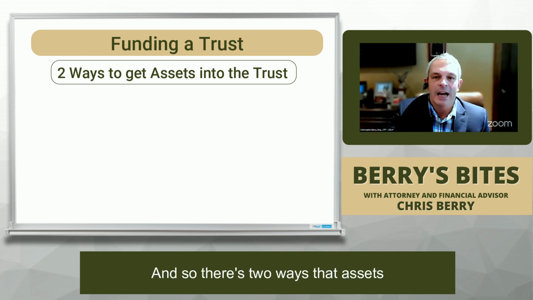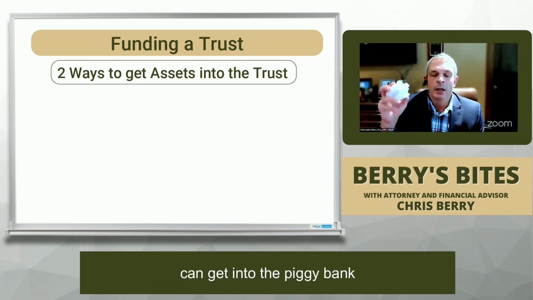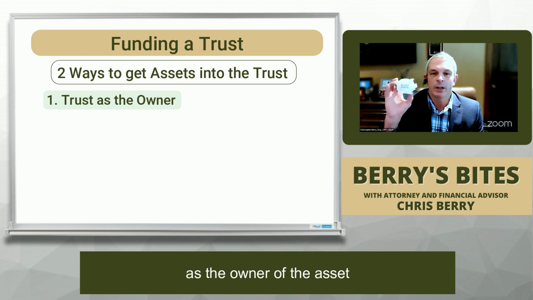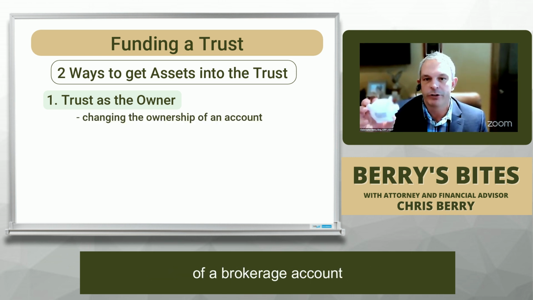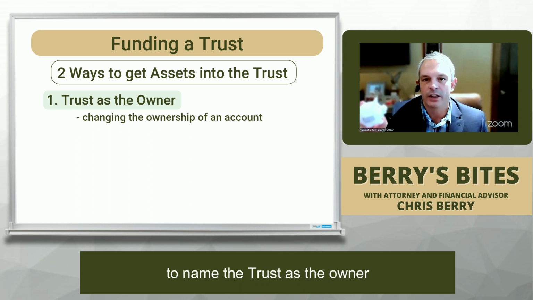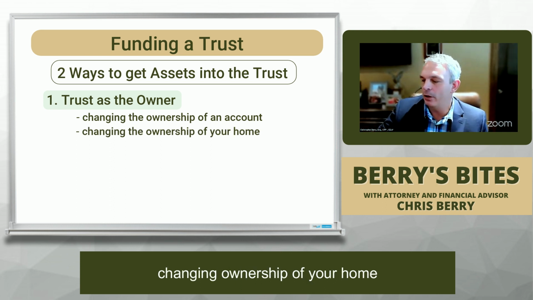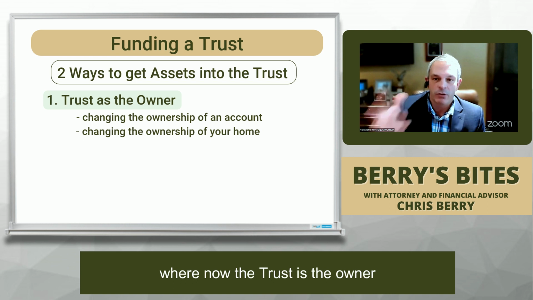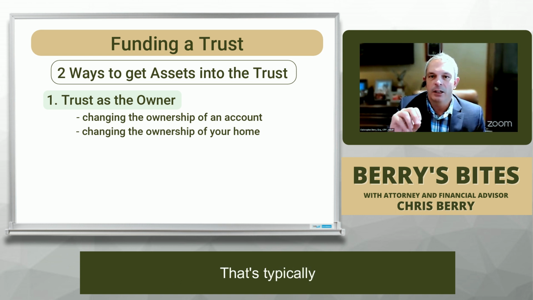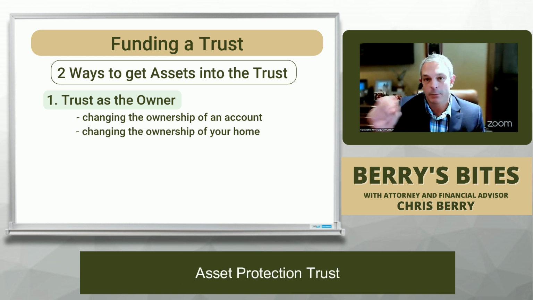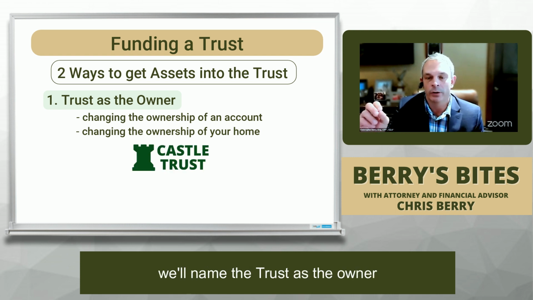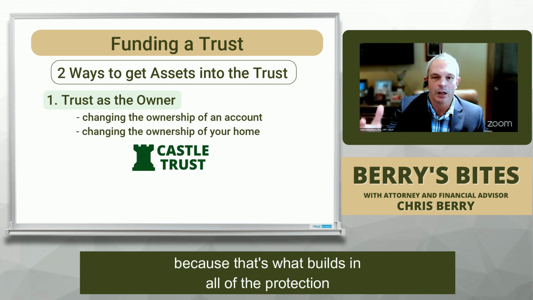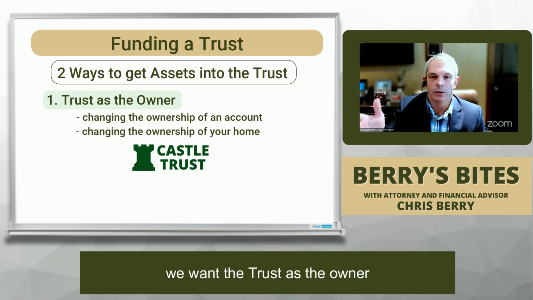And so there's two ways that assets can get into the piggy bank. One is we can have the trust as the owner of the asset. So this would be changing ownership of a brokerage account to name the trust as the owner, changing ownership of your home, doing a deed where now the trust is the owner. That's typically how we set up the asset protection trust, the castle trust that we do, is we'll name the trust as the owner, because that's what builds in all of the protection. We want the trust as the owner. And with different types of accounts, we handle that differently.